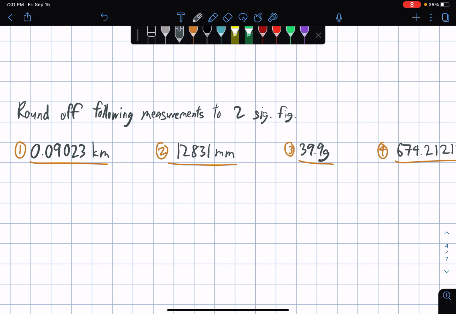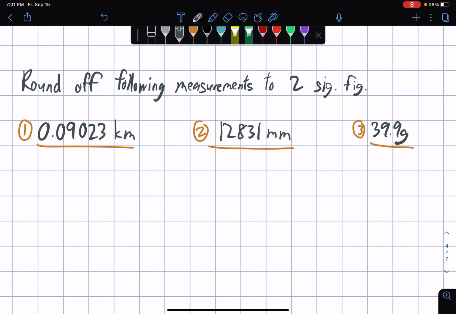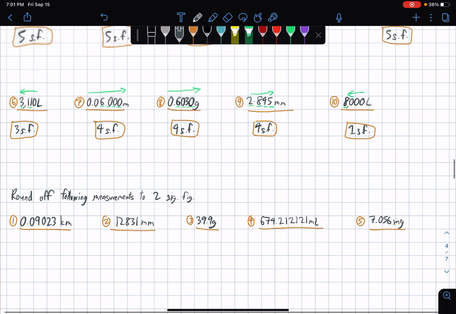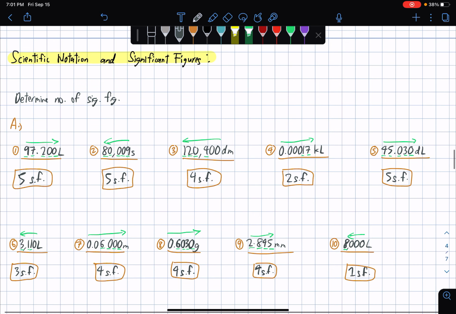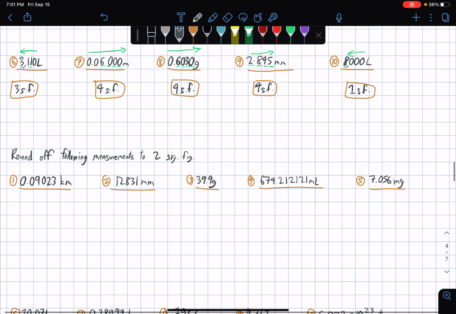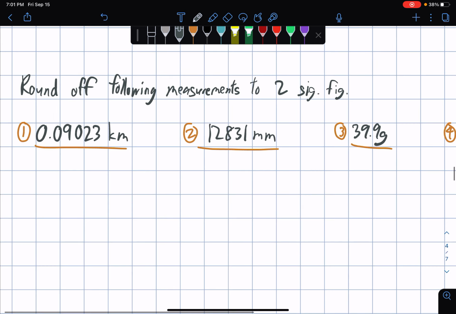Alright, we have a new set of questions. Round off the following measurements to 2 significant figures. We already know how to determine the number of significant figures. This time we will be rounding off given numbers. Let's start with number 1, 0.09023. The technique is, particularly for number 1, we have a decimal point.